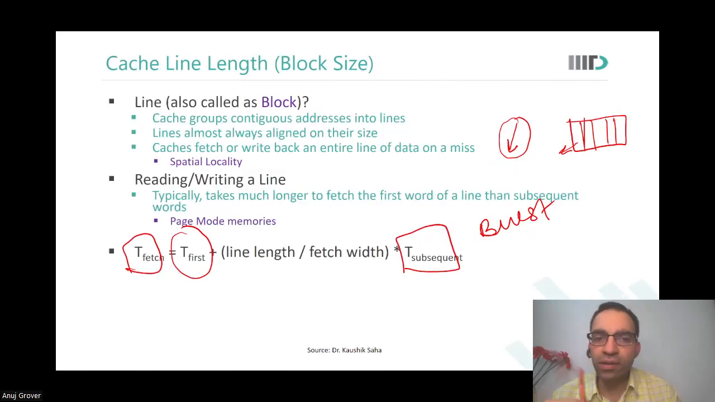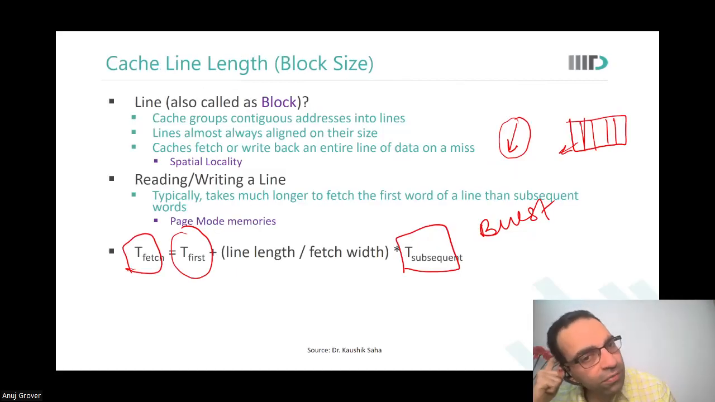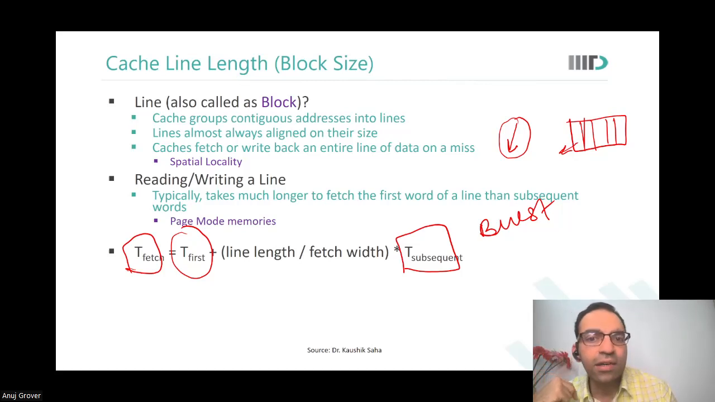So you get two kinds of benefits. First, the number of misses reduces. Second, fetching a bigger block is overall cheaper in terms of total time than fetching just a small one, a word at a time. A bigger block will take less time in comparison to if all the words were accessed individually.